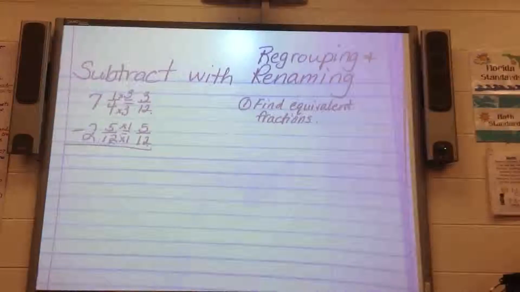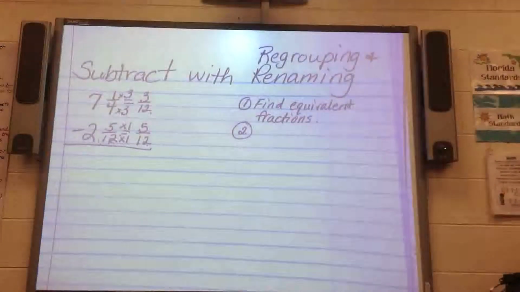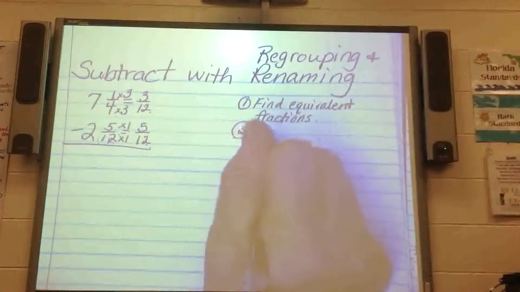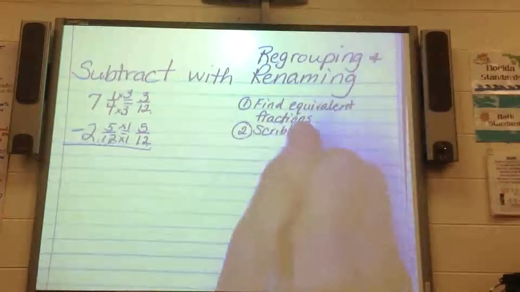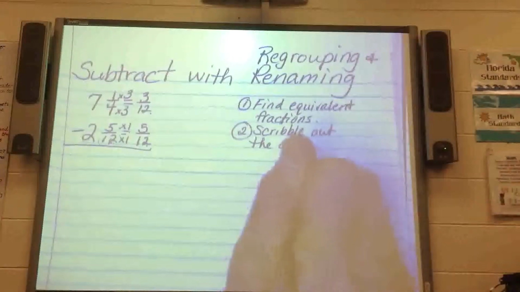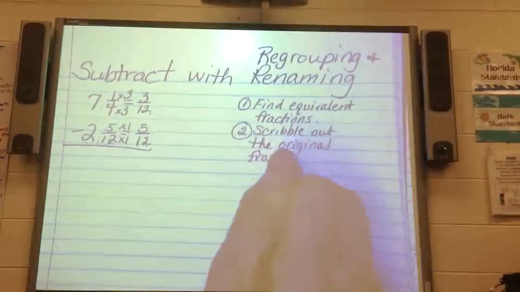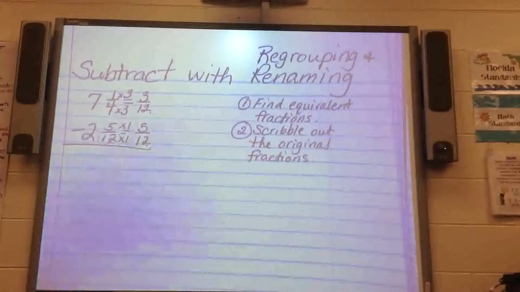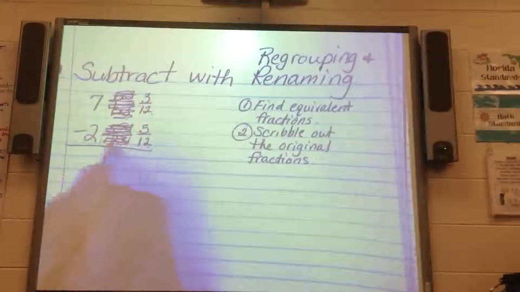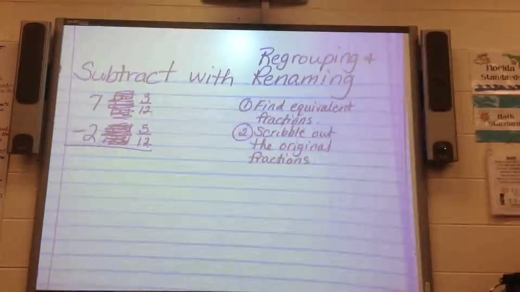Now, having done that, it's a great deal of numbers squashed into a little space, so we want to get rid of some of that. So we're going to scribble out the original fractions. We're going to get rid of them because we don't need them anymore. We have found our equivalent fractions, so we don't need the originals, and they're just having a tendency to get in our way and not clarify what we'll be working with now.